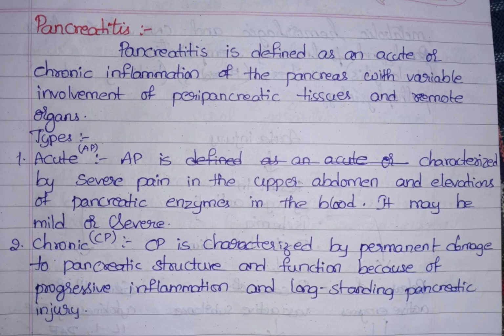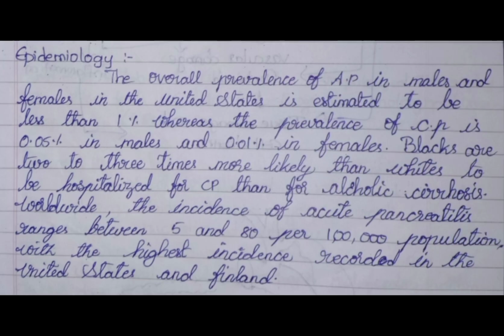Acute pancreatitis is mostly mild and sometimes it is severe. It is defined as pain in the upper abdomen and elevations of pancreatic enzymes in the blood, whereas chronic pancreatitis is characterized by permanent damage to pancreatic structure and functioning of the pancreas. Have a look at the epidemiology of pancreatitis.